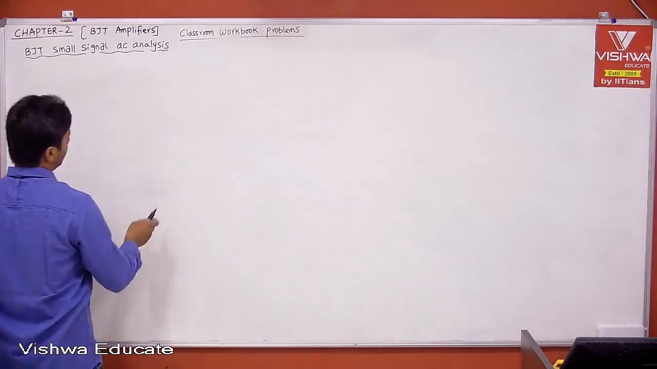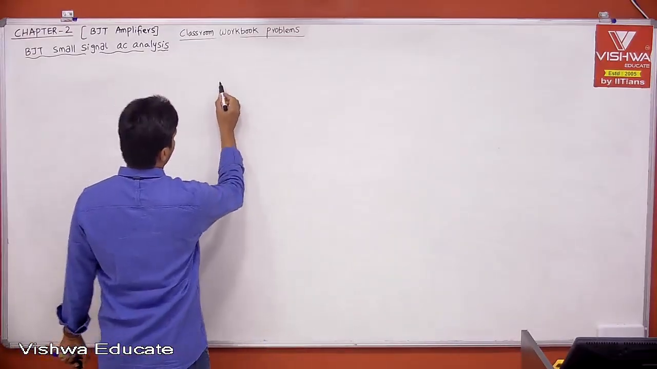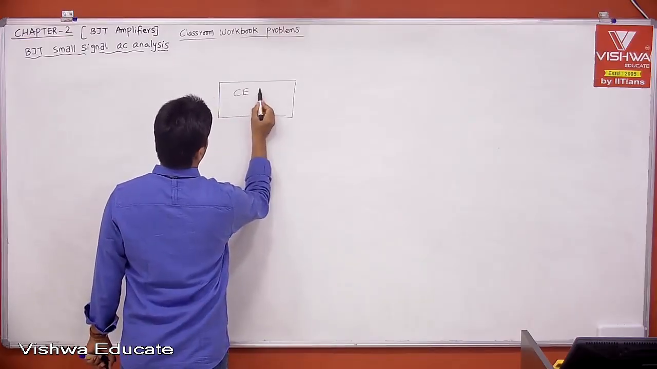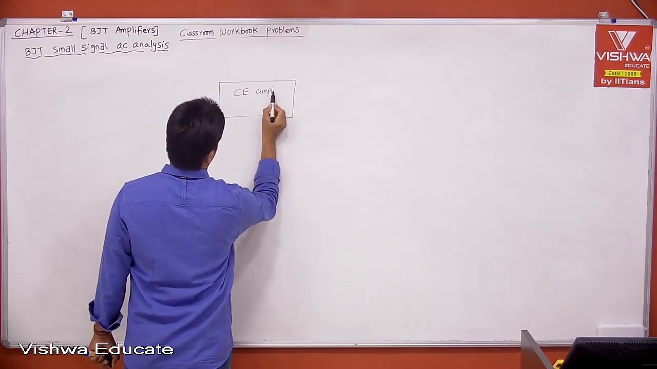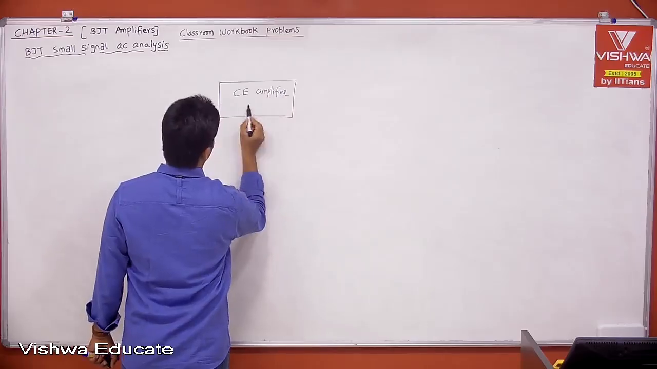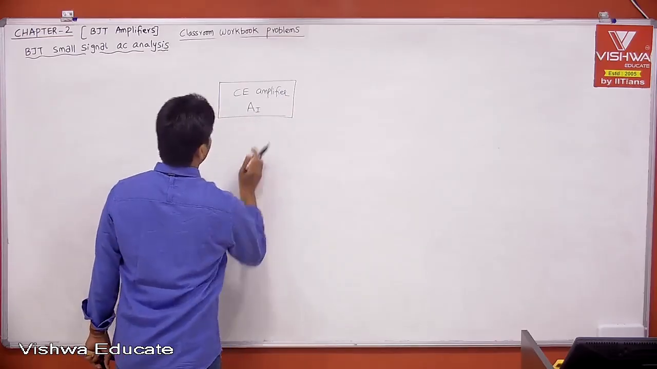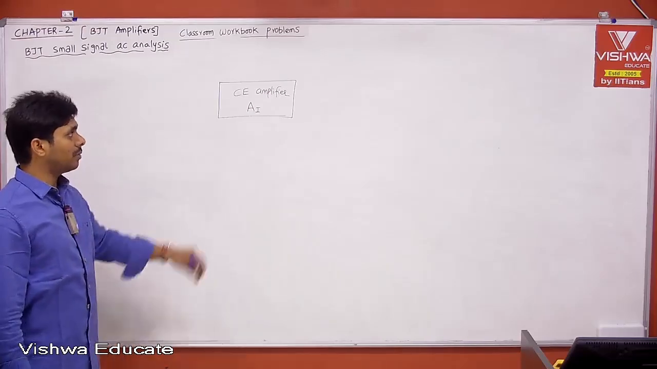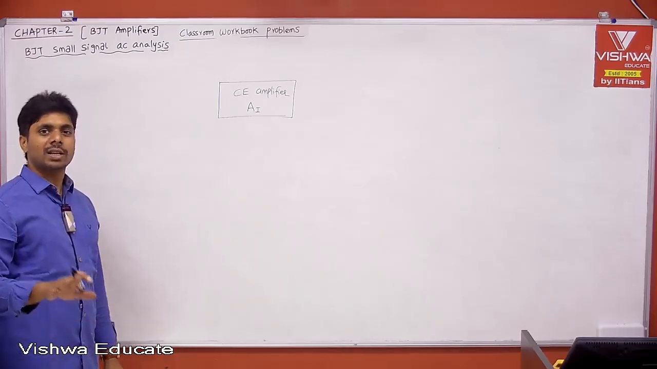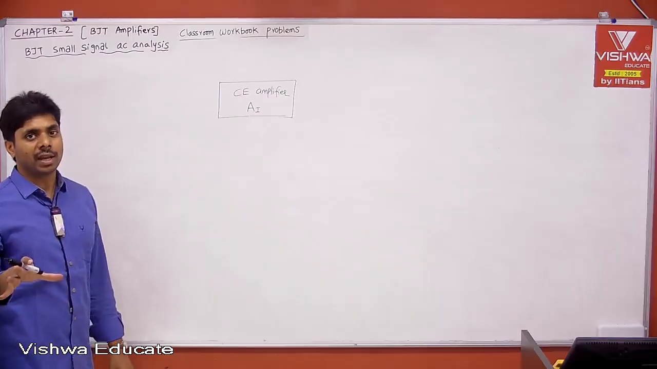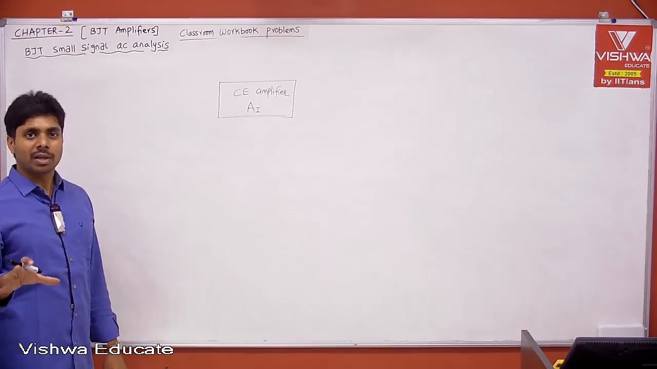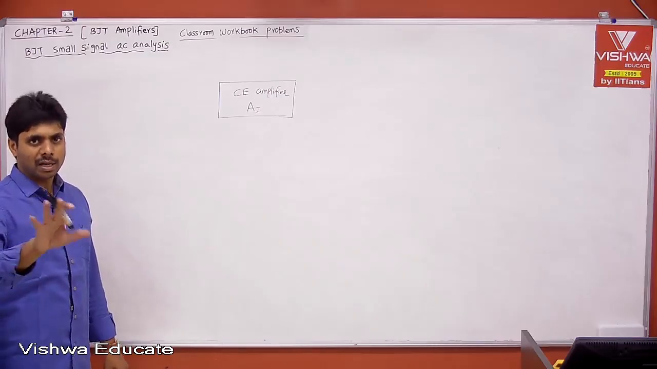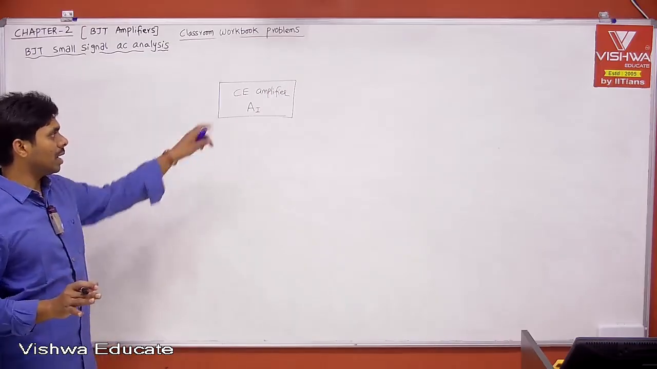Okay, now the block diagram: this is our common emitter amplifier, the CE amplifier. We are extracting current gain from the CE amplifier. Earlier we also used the CE amplifier to get voltage gain, because only the CE amplifier has both voltage gain and current gain. That's why it gives power gain. Only the CE amplifier has power gain, not the CC amplifier, not the CB amplifier. I'll explain that part later.